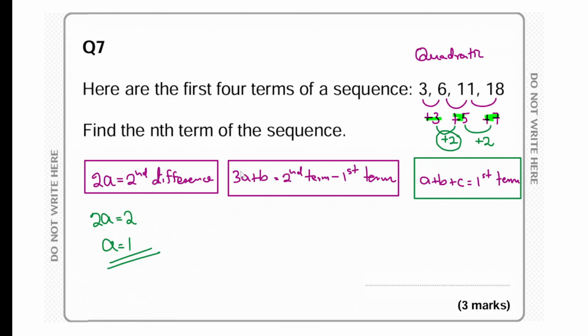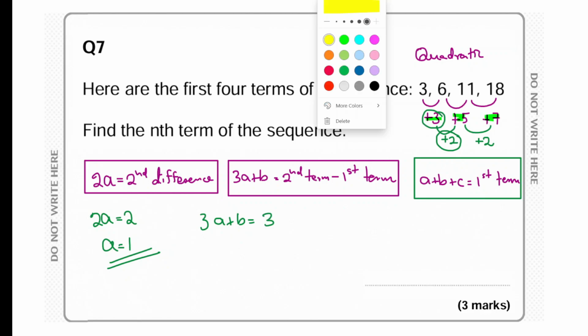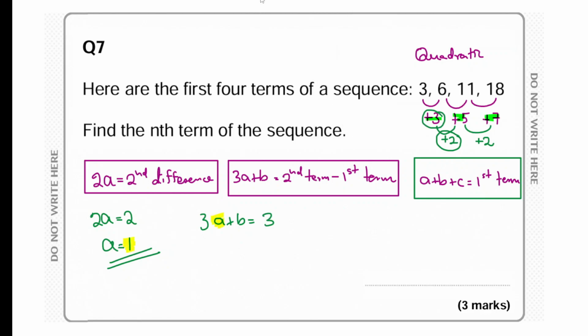So I know the value of a is 1. Now 3a add b is equal to the second term take away the first term, that is this one here. That will be 3. But I already know my a is 1, so I'm going to substitute 1 for this a. So what do I get now? 3 times 1 add b is equal to 3. 3 add b is equal to 3. Obviously, b must be 0.